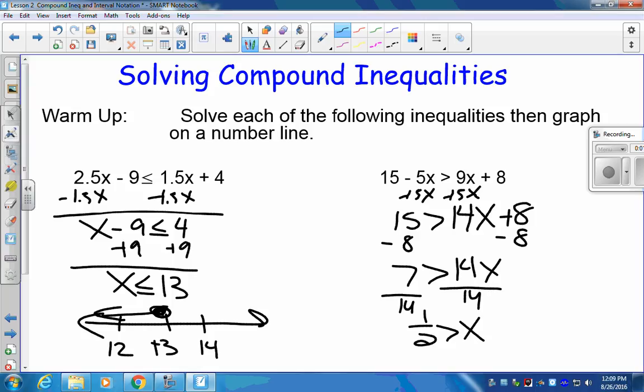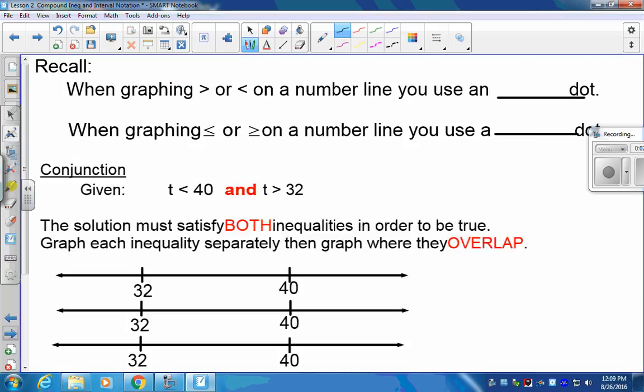So when I'm graphing that on a number line, x is less than 1/2. So I've got 0, 1, 1/2 is in the middle. Open circle, shade to the left, because x is less than 1/2, or 1/2 is greater than x. All right, so just a review real quick. When graphing less than or greater than on a number line, you can use an open circle. When graphing less than or equal to or greater than or equal to, we can use a closed circle.